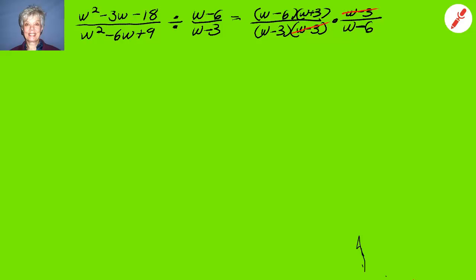Now the w minus 3's are going to cancel. The w minus 6's are going to cancel. And so we'll be left with w plus 3 over w minus 3.